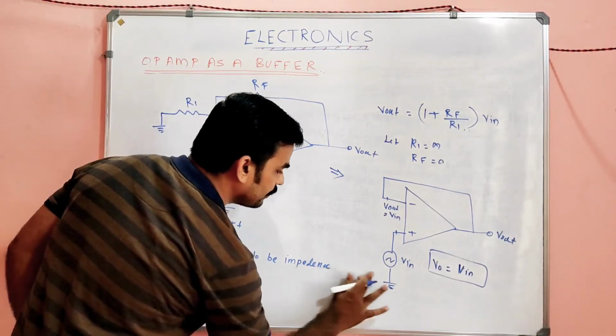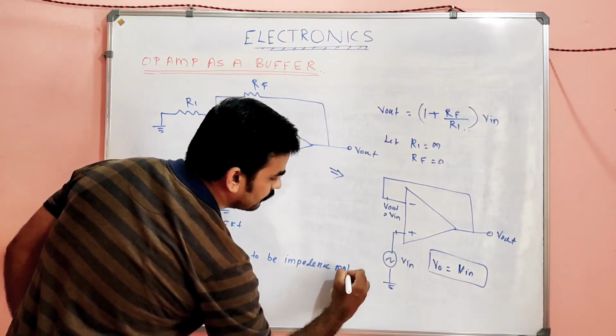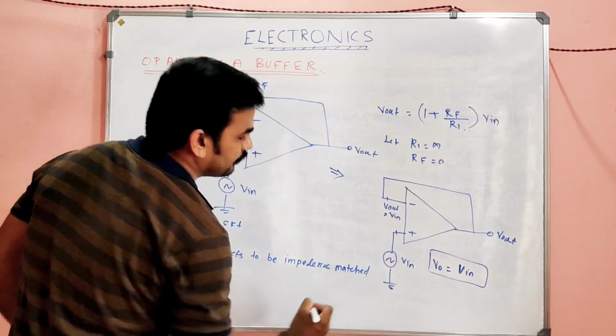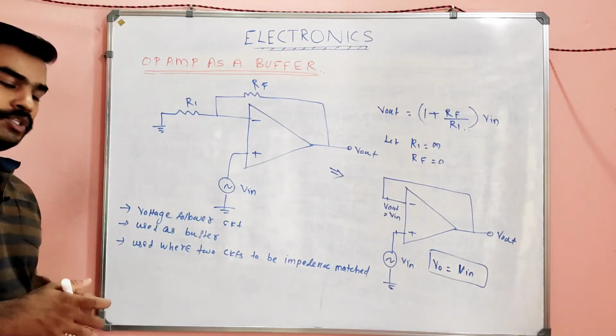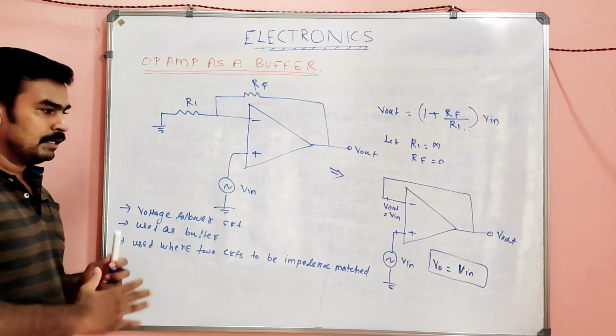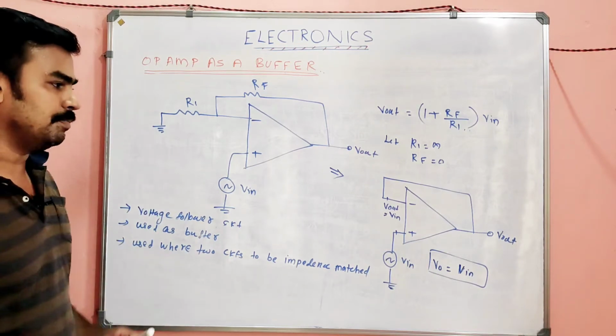Impedance matching. Two circuits are to be impedance matched. Whenever there are two circuits, I will explain now.